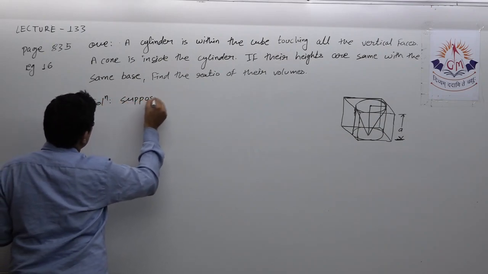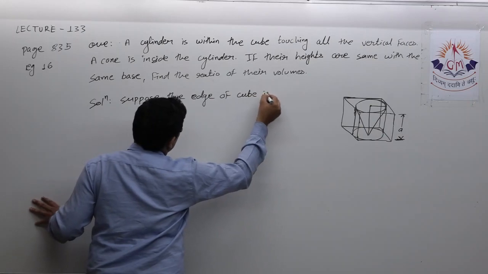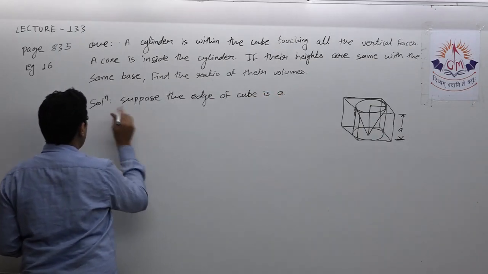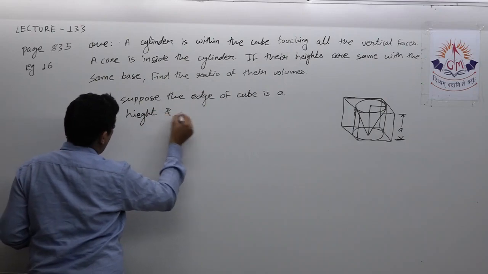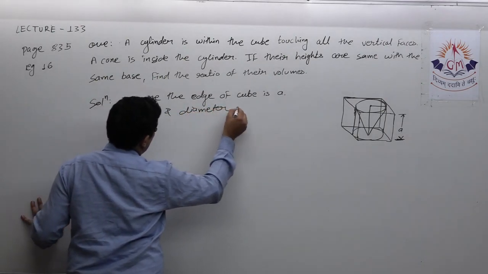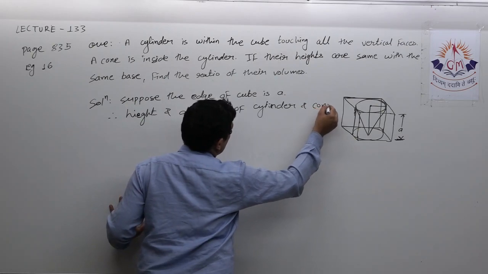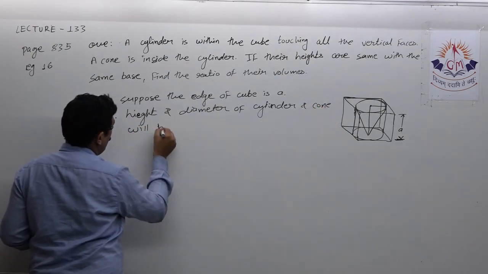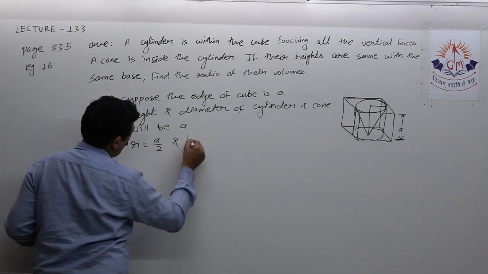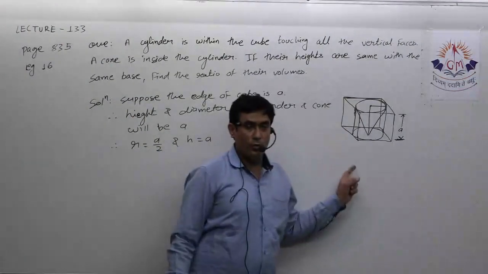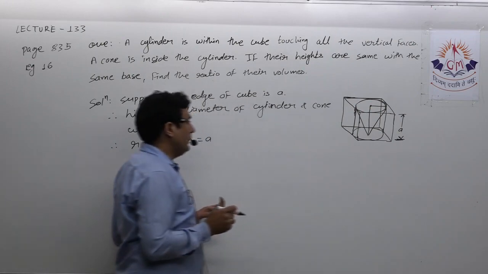Suppose the edge of the cube is A, therefore the height and diameter of the cylinder and cone will be A. Therefore I can say R is equal to A by 2 and H is equal to A. Now we have to find the ratio of the volume of cube to the volume of cylinder to the volume of cone.